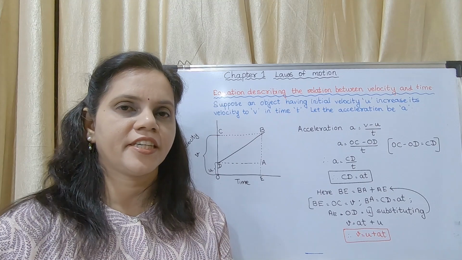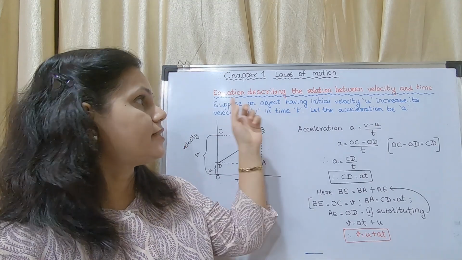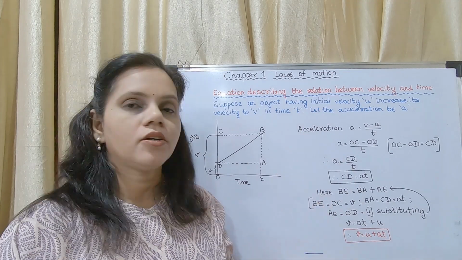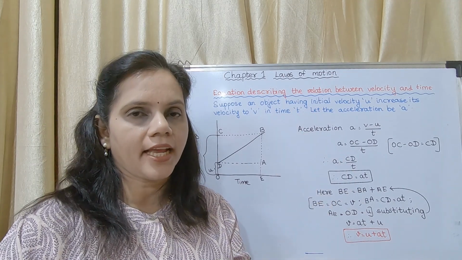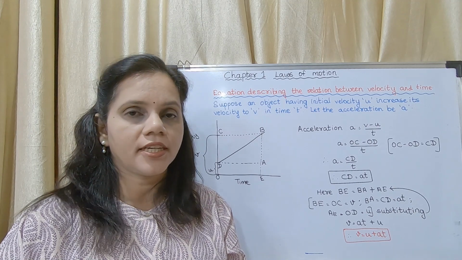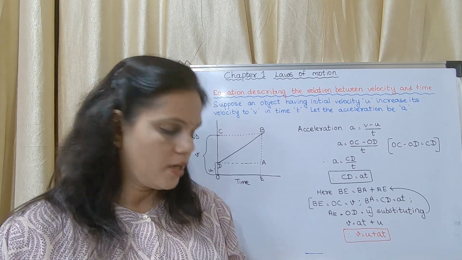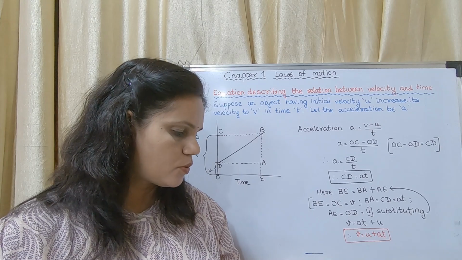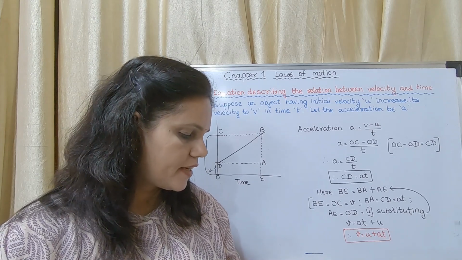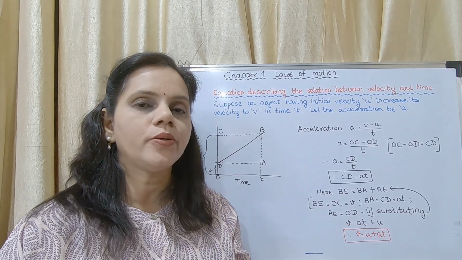So this is the first equation, describing the relation between velocity and time. I have written only the calculation, how you got the calculation. You have to write whatever is given in the textbook. According to the textbook you have to write. The figure shows the object starts from point D in the graph, till v is equal to u plus at.